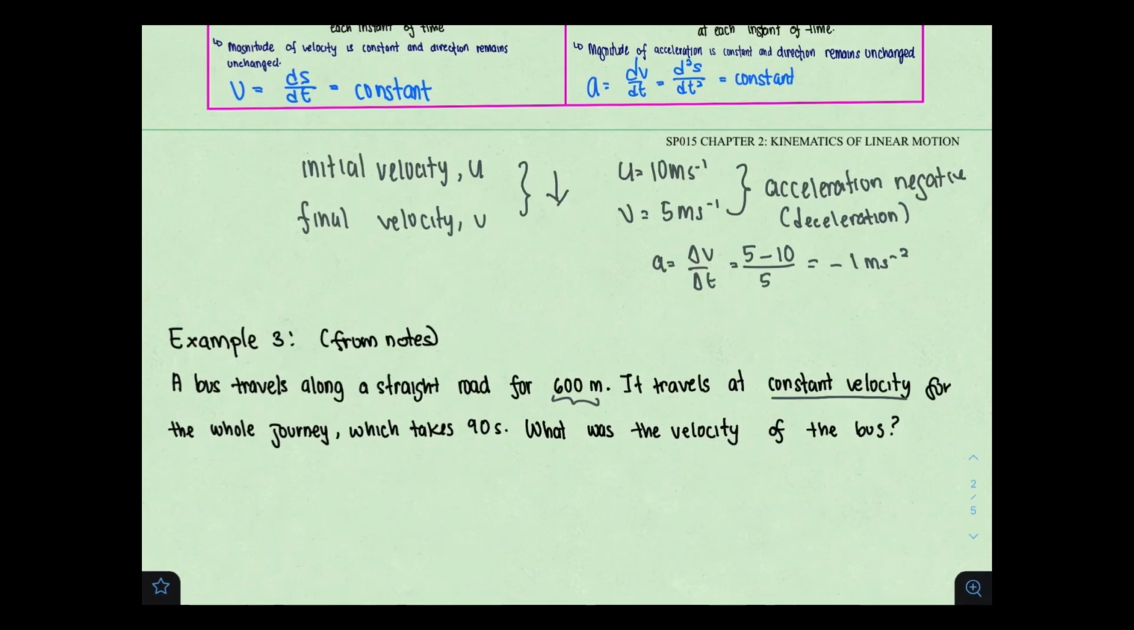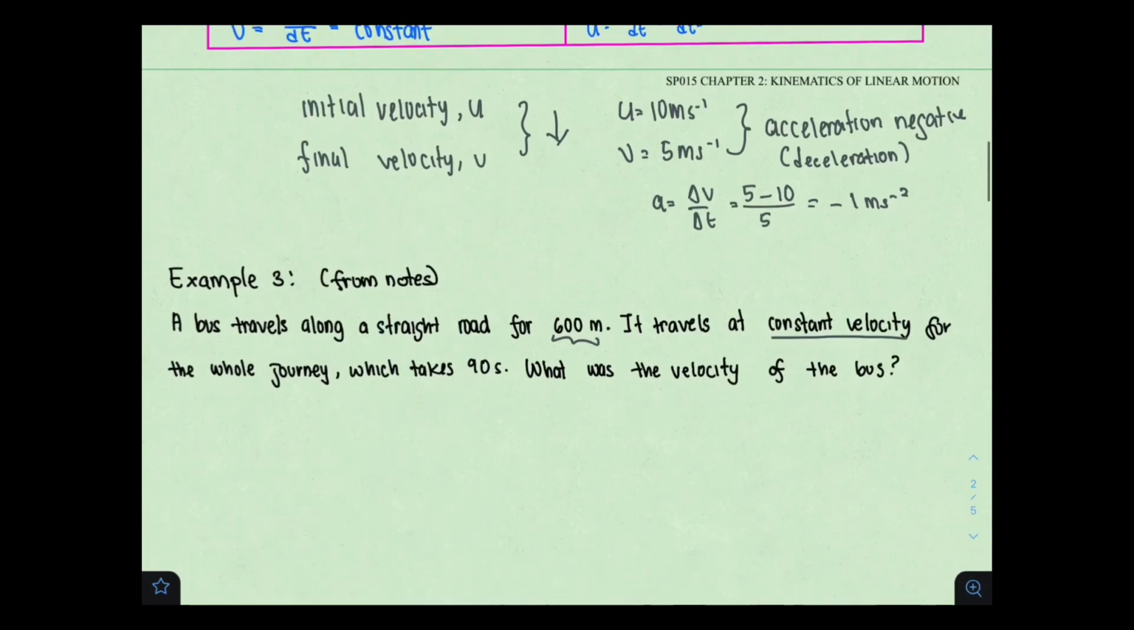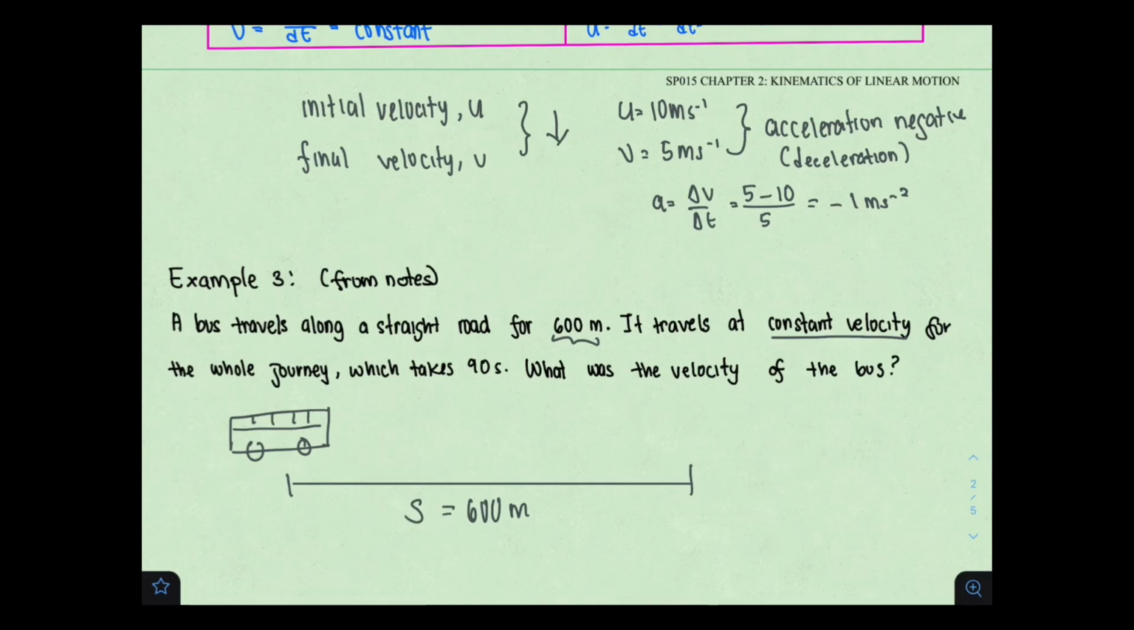So dia kata the bus is travelling at a constant velocity for the whole journey, which takes 90 seconds. Okay, what was the velocity of the bus? So sekarang kita tahu kita ada bus tengah bergerak. This is your bus. Okay, so bus ini ada perjalanan yang dia nak cover, iaitu perjalanan sebanyak 600 meter. So 600 meter ini sebenarnya adalah displacement kamu, jarak yang kamu nak lalui dekat sini. So you have 600 meter to cover. And this whole journey takes, masa yang dia ambil adalah 90 saat.